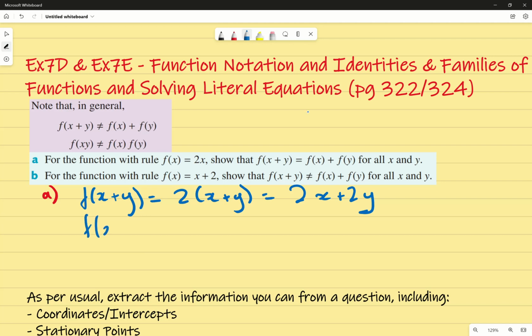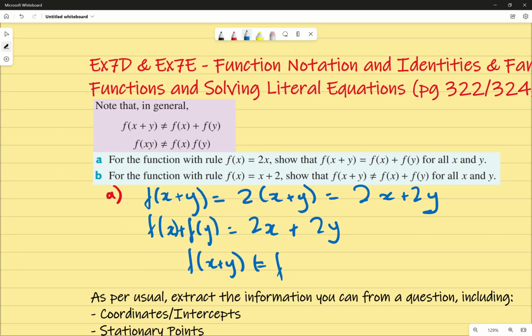We'll do f of x plus f of y, which equals 2x plus, and then f of y is just, I'm just substituting y instead of x, so that's 2y. Now, if I'm going to write it mathematically, I'd say f of (x plus y) equals f of x plus f of y, and I'm going to put a therefore at the start. So therefore, f of (x plus y) equals f of x plus f of y.